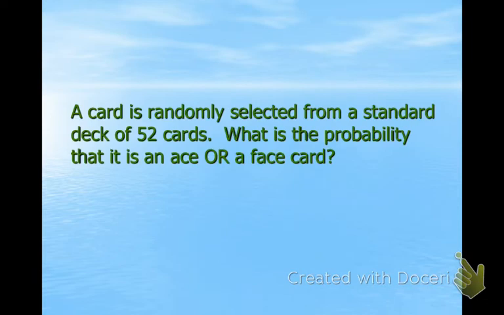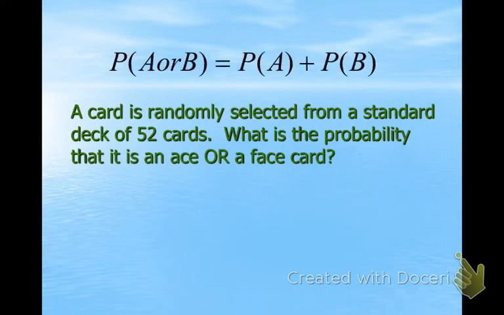A card is randomly selected from a standard deck of 52 cards. What is the probability that it is an ace or a face card? Key word there is or, one or the other. Ace is not a face card, so it doesn't apply to both things. If it talked about a king or a face card, then that would be a little bit different. But since ace is not a face card, it's going to be two separate cases.